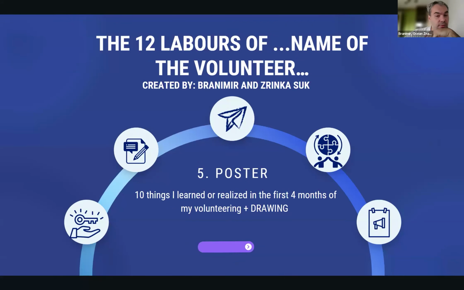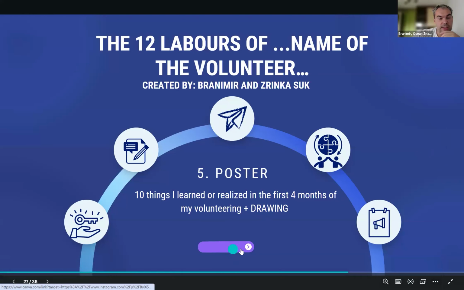Now, after the 5 months, we have posted the 10 things I learned or realized in the first 4 months of my volunteering, and a drawing. So it's not anymore just a photo. Now it's a drawing that should represent this learning of them and so on. So again, as I said, these 10 things is really important for us.